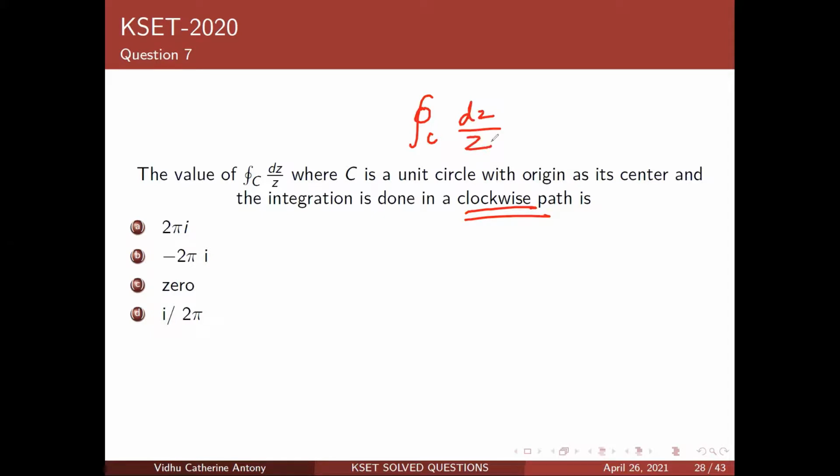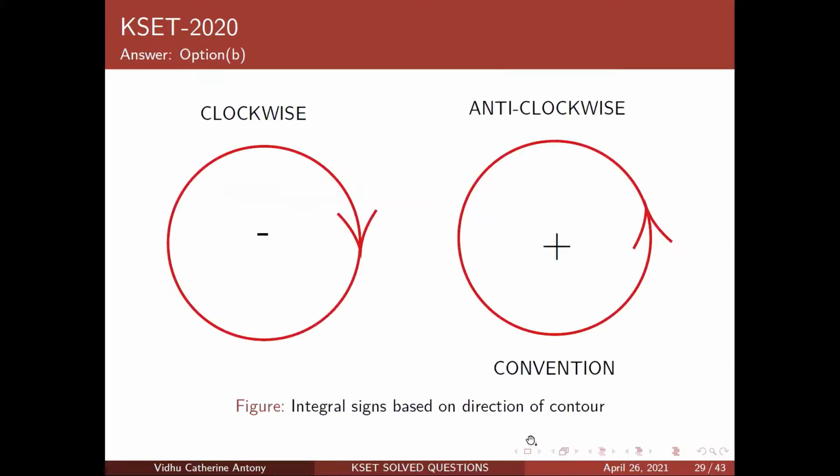Conventionally, if there's nothing mentioned in the question, you're supposed to assume anti-clockwise. If they specifically mention clockwise, then you need to change the sign of your answer accordingly. So the integral's sign is based on the direction of the contour, and this has to be remembered. If it is clockwise, it's going to be negative. And how do you remember this?